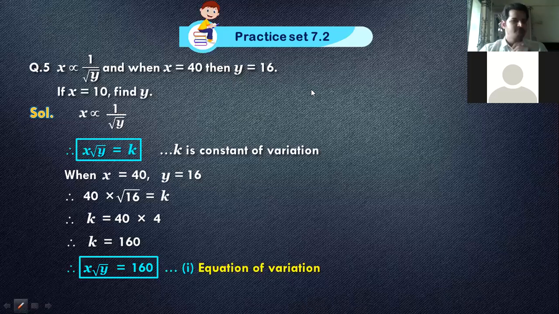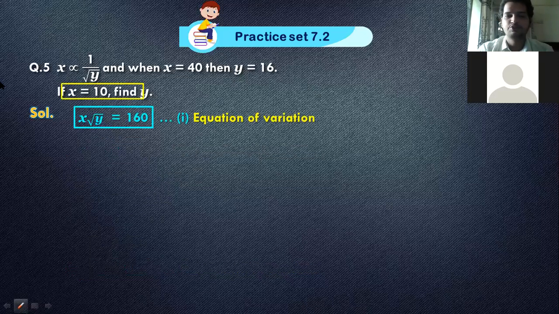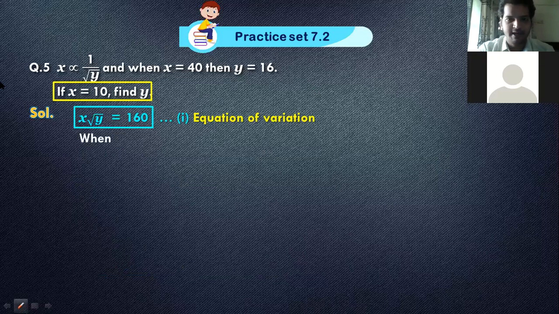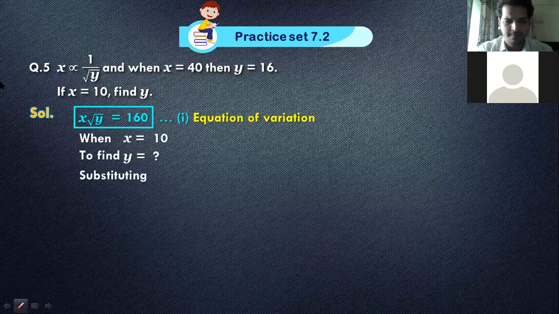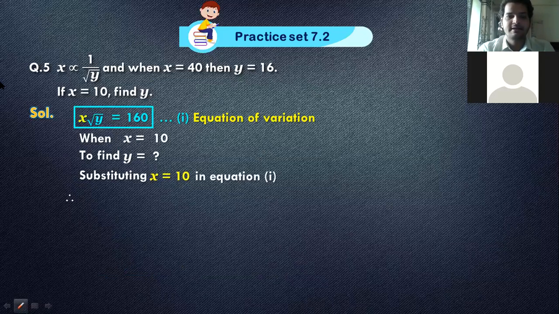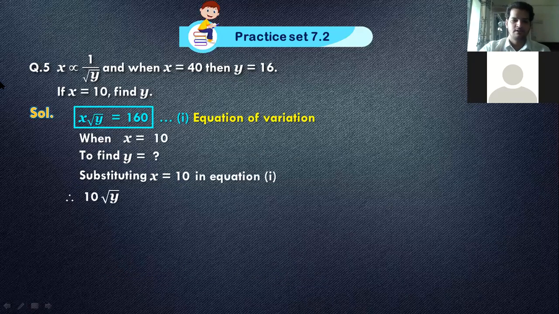So now students, we will go to find the value of y when x is equal to 10. So we will use the equation of variation. When x equals 10, we want to find the value of y. So in the equation of variation, simply substitute x equals 10. So x will be replaced by 10. Root of y will remain as it is, equals 160.